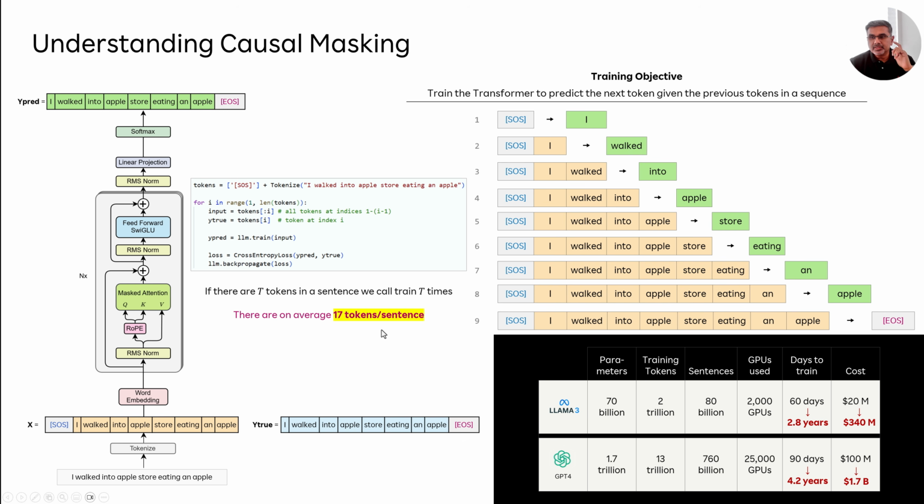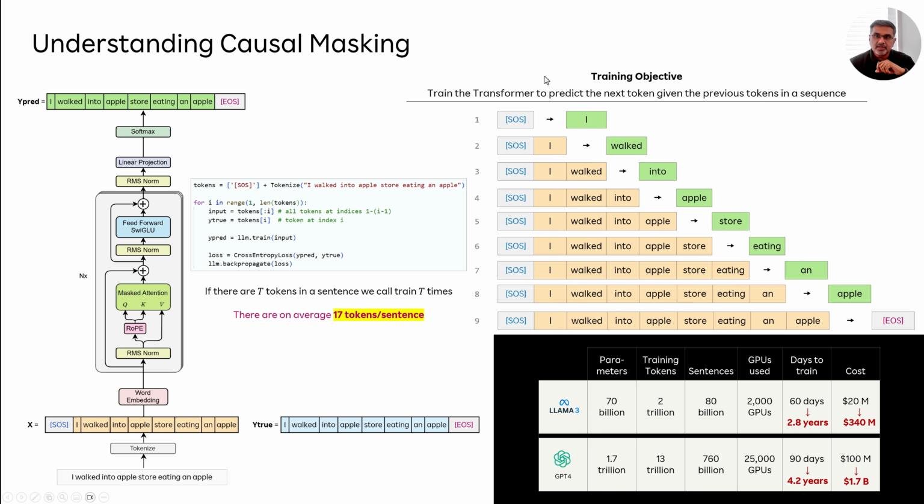Which means that if you were to train it like this, although it's very intuitive, Llama 3 would have taken 2.8 years to train, not 60 days, and it would have cost $340 million, not 20 million. Similarly, GPT-4 would have taken 4.2 years, not 90 days to pre-train, and it would have cost OpenAI $1.7 billion, not 100 million.